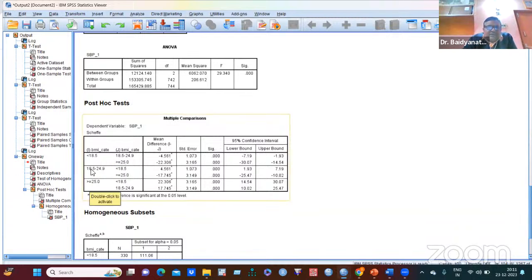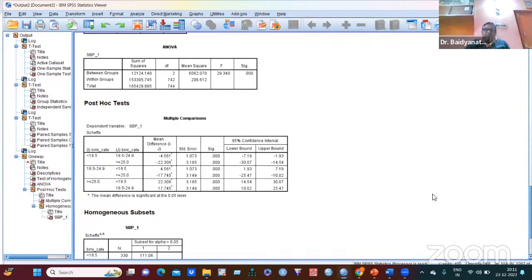Here also second versus first. First versus second means second versus first, same here. And second versus third also, and third versus first and second. All these are significant. So we can say the group difference exists. What is the hypothesis?